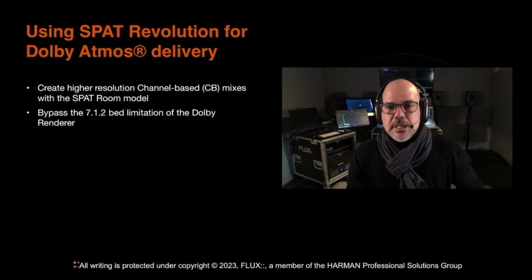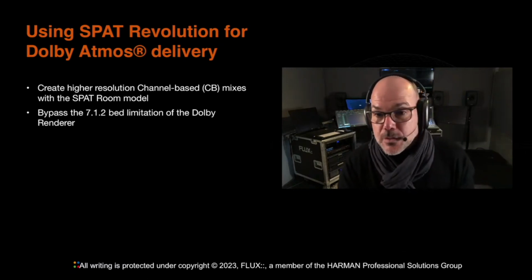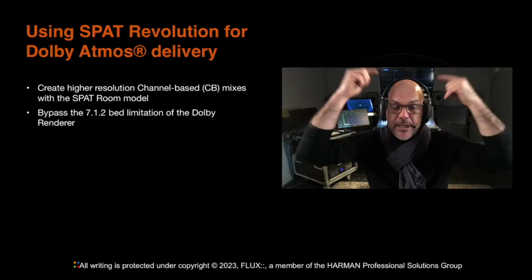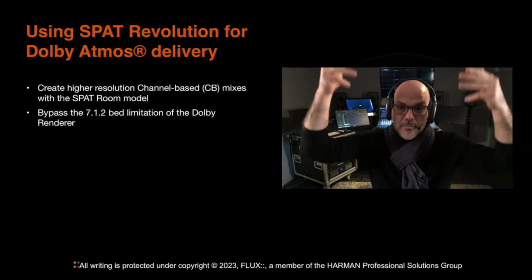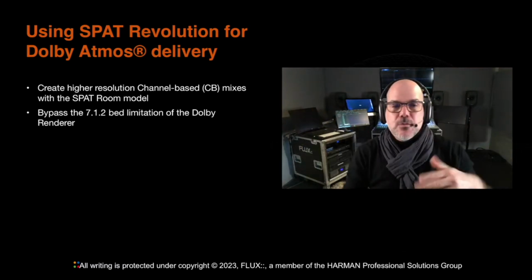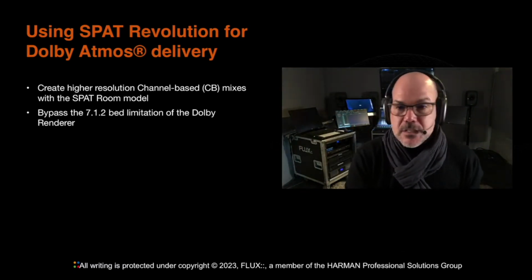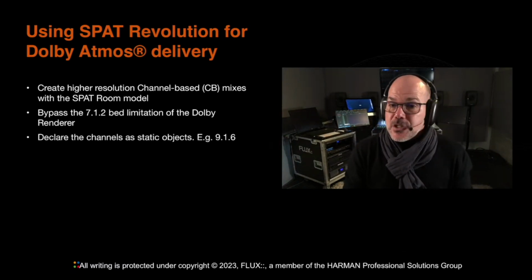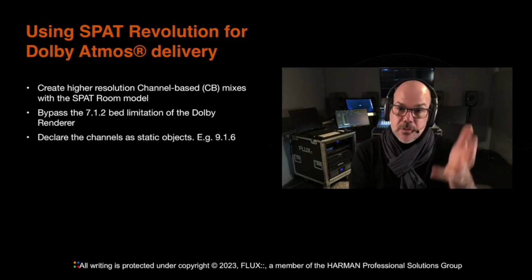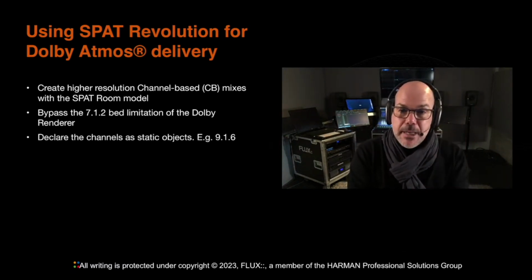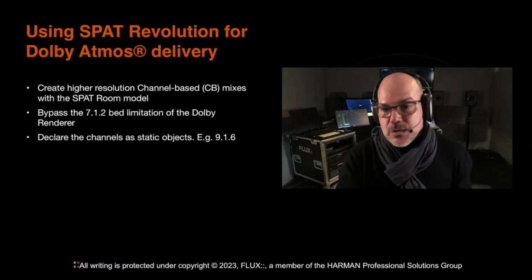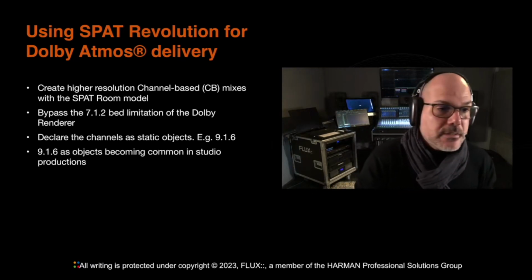Maybe I'm just late to the game, but I see more and more ADM masters come up, and that is basically bringing higher resolution, right? 9.1.6, so front, mid, and rear, left to right, which the 7.1.2 is a limitation of. So we're going to be able to bypass this. In this particular case, we're going to use the example of a 9.1.6 made in SPAT and declare the different channels as static objects, and be able to listen to this. We'll go through the full exercise today.